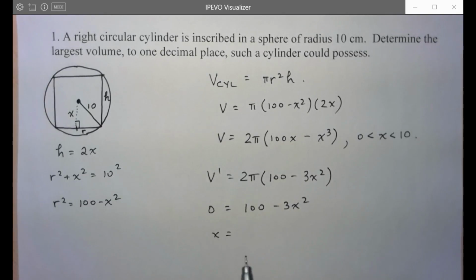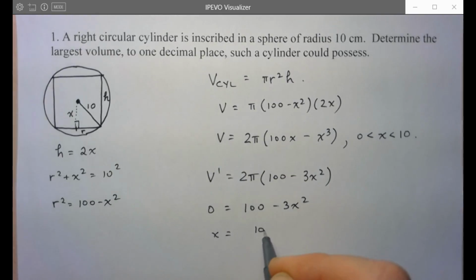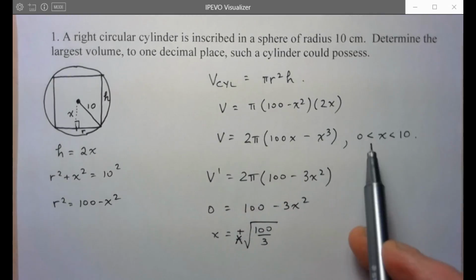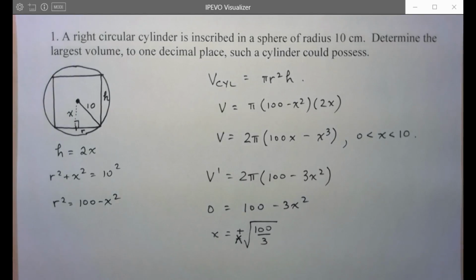So x is going to be equal to, bring the 100 to the other side, negative 100 over negative 3. It's just 100 over 3. And I'm taking, of course, the positive and negative square root when I take the square root of both sides. But I'm going to eliminate the negative portion since I'm living in this domain of 0 to 10.